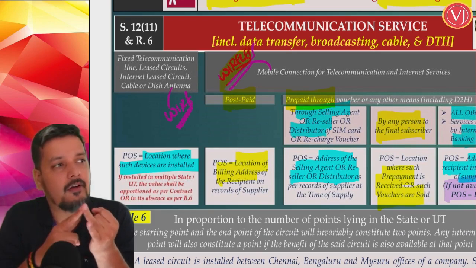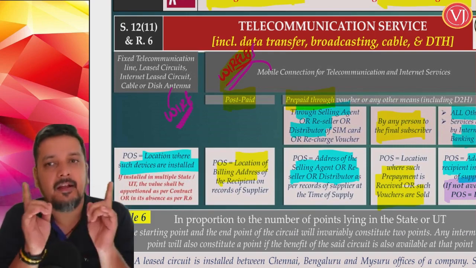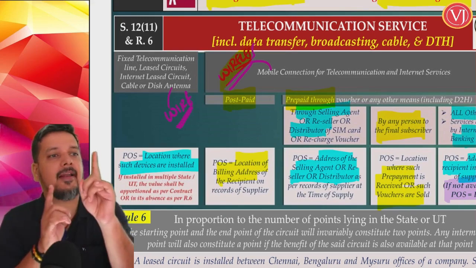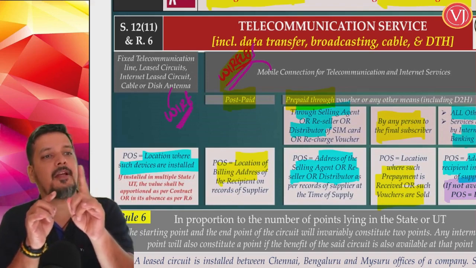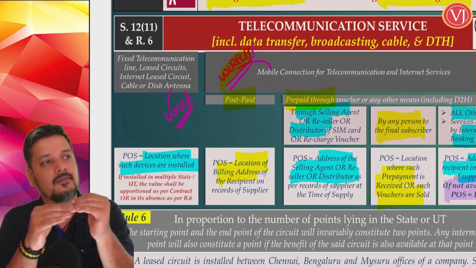where the device is installed, simple. If it is wireless category, postpaid, billing address. The entire issue starts when it is wireless prepaid. Jio to distributor, address of the distributor.